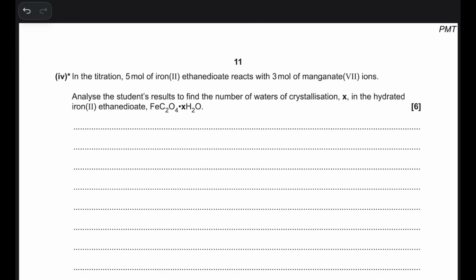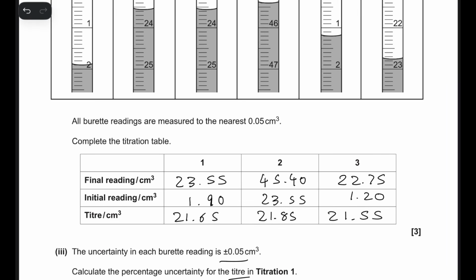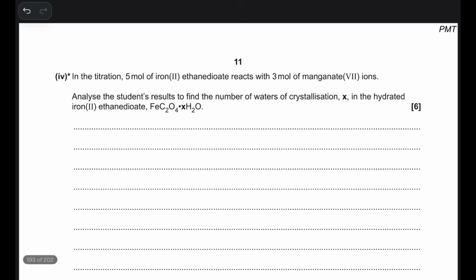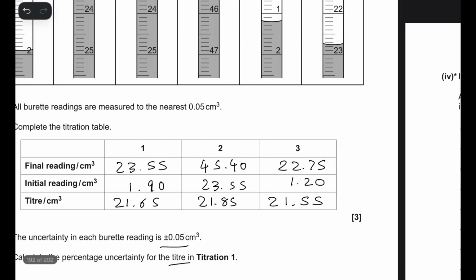Okay, so titration calculations are difficult, but we're going to work through it step by step and hopefully help you get to the right answer. First of all, what was our mean titer? We need to remember to use concordant values, meaning they're within 0.1 of each other. So we're going to use titration 1 and titration 3 to get our concordant titers. Our mean titer is going to be the average of the 21.65 and the 21.55.